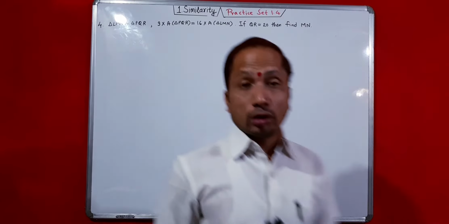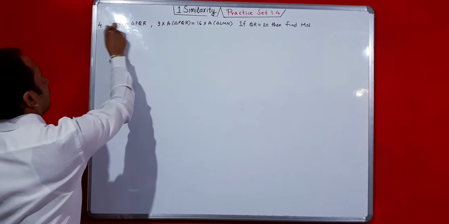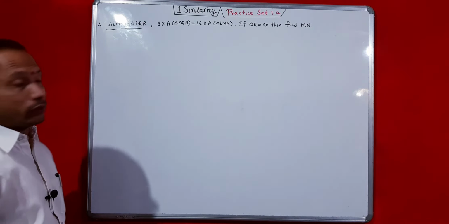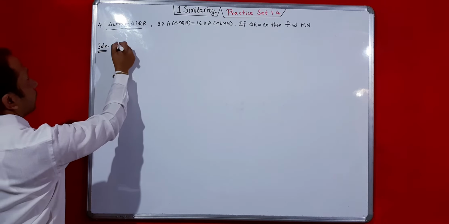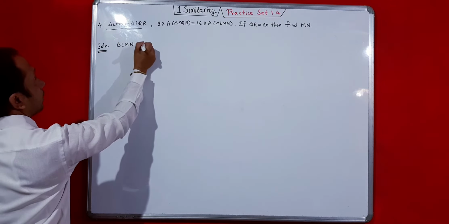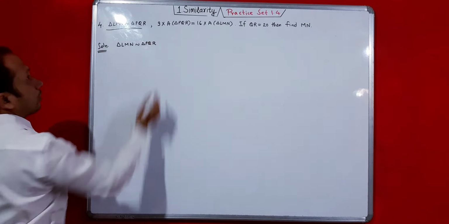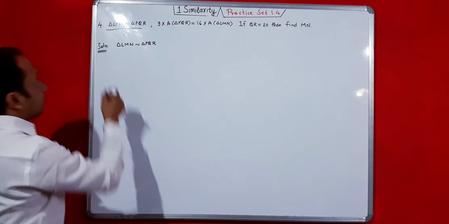Okay, we'll solve the fourth problem. In this problem, triangle LMN similar to triangle PQR is given. So I am writing the solution directly. First, given triangle LMN is similar to triangle PQR. We are given QR and we have to find MN. So first I will take this.